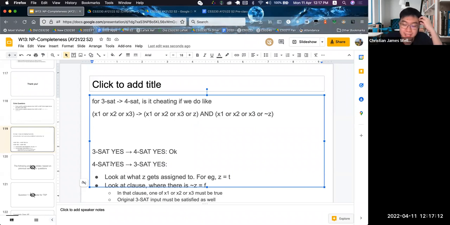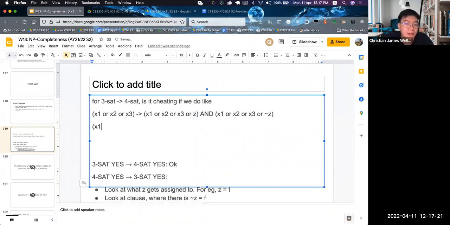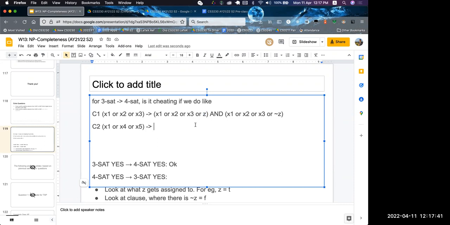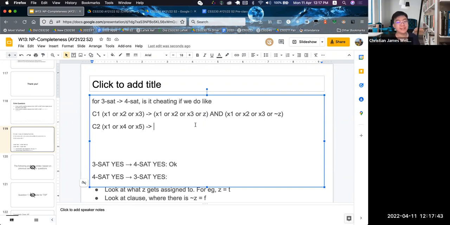Okay, so here's the next question for you, because this reduction is a bit too brief. So this variable z, right? Let's say I have 2 clauses. I have x1 or x2 or x3, and now I have x1 or x4 or x5, right? This is C1, this is C2. Do I reuse the same z? Does it matter that I reuse the same z, or do I have to introduce another new variable like z2, for example? It doesn't matter, because you have 2 of them. Correct. It doesn't matter.